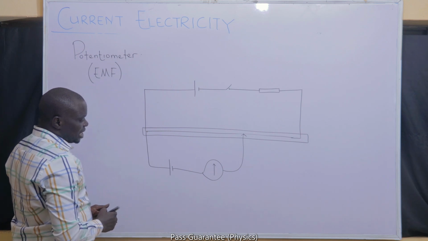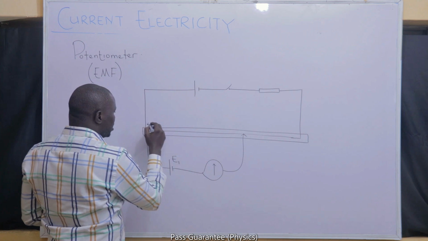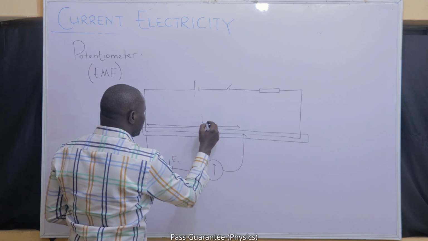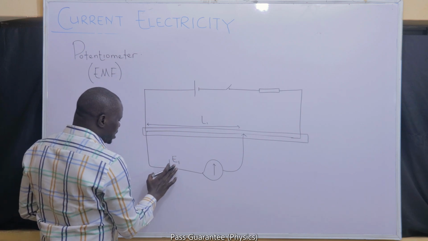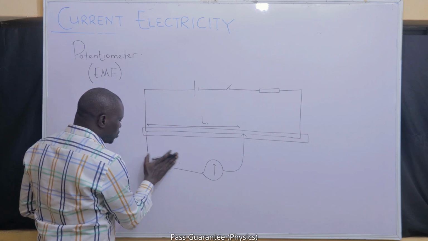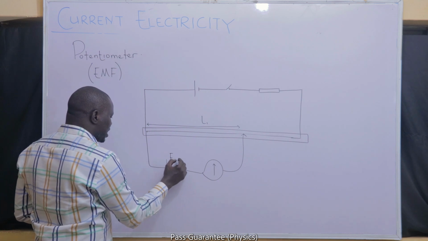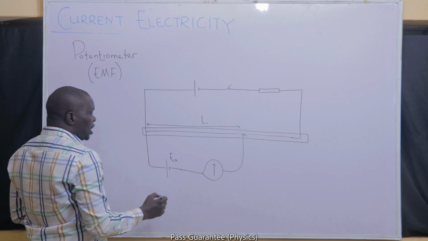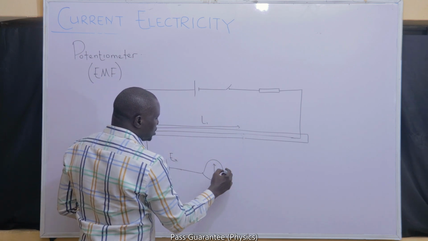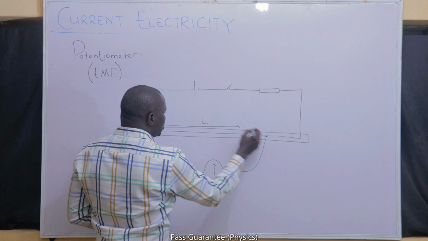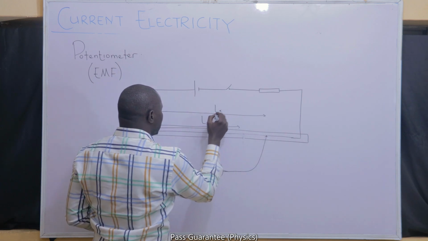Let me say that the EMF of this cell is E1, and I'm getting a balance length of L1. I'll keep those values. I will now remove this cell and put the one that I want to find the EMF of. Let me say that the EMF of that is EX. I don't know the value of EX. I will now get the balance length for this other cell. Let us assume that the balance length is now at this point. Let me say that the length for that is LX.